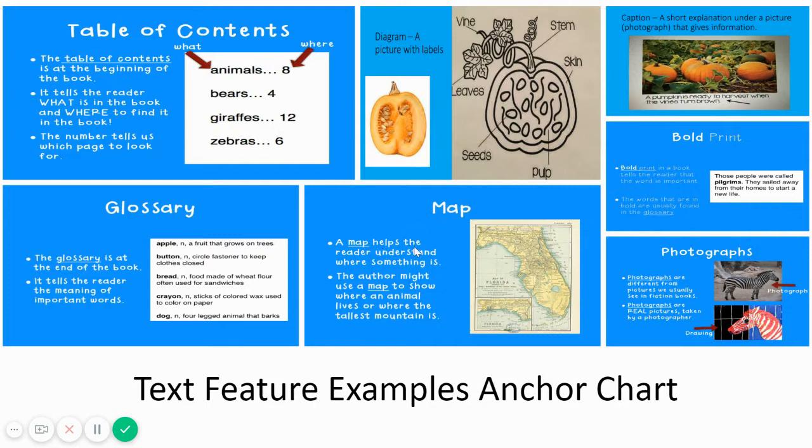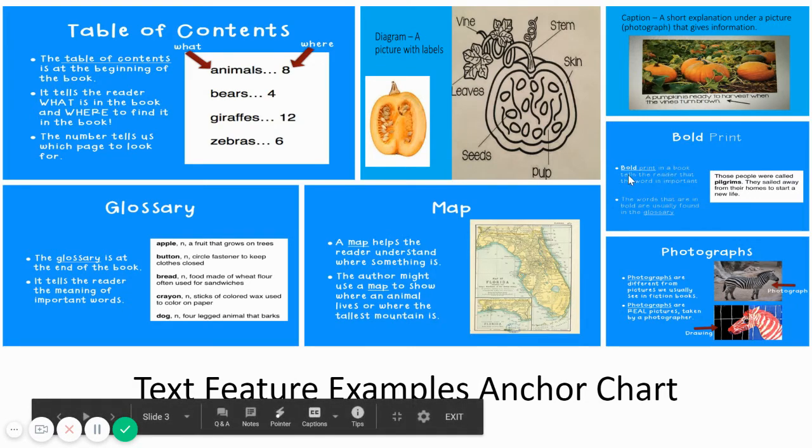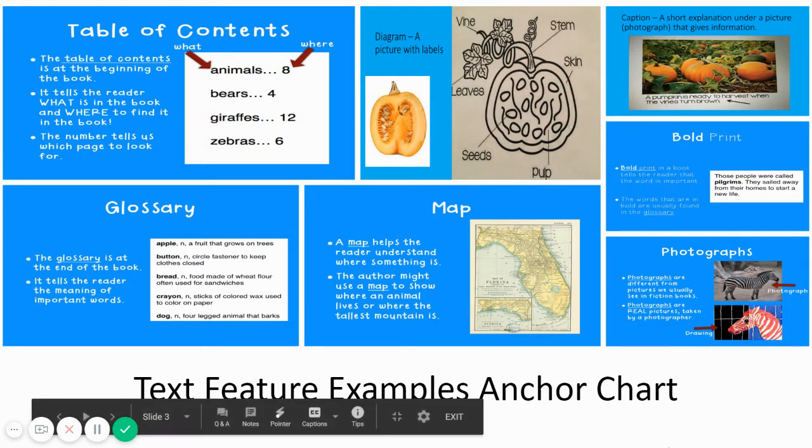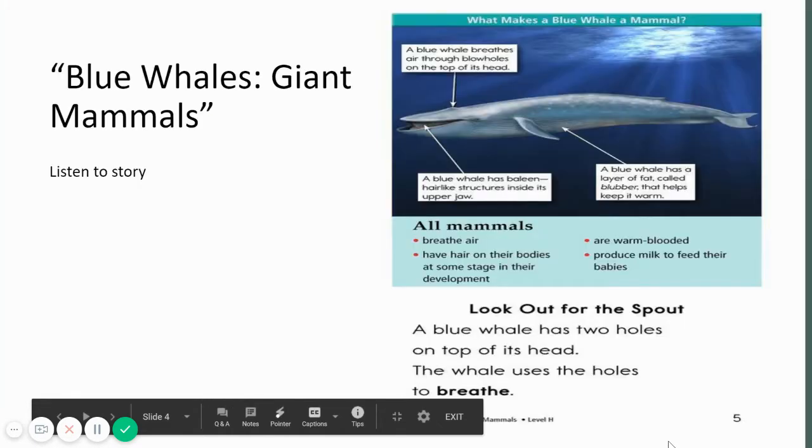Map. A map helps the reader understand where something is. The author might use a map to show where an animal lives or where the tallest mountain is. Bold print. Bold print in a book tells the reader that this word is important, and these words are usually found in the glossary. Next, we have photographs. Photographs are different from pictures we usually see in fiction books. Photographs are real pictures taken by a photographer.